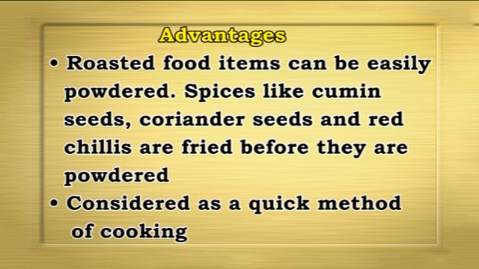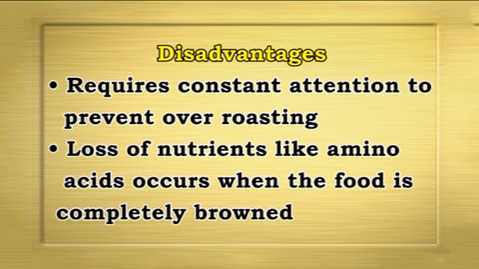Roasted food items can also be easily powdered. Spices like cumin seeds, coriander seeds and red chilies are fried before they are powdered. Considered as a quick method of cooking. Disadvantages: requires constant attention to prevent over roasting. Loss of nutrients like amino acids occur when the food is completely browned.